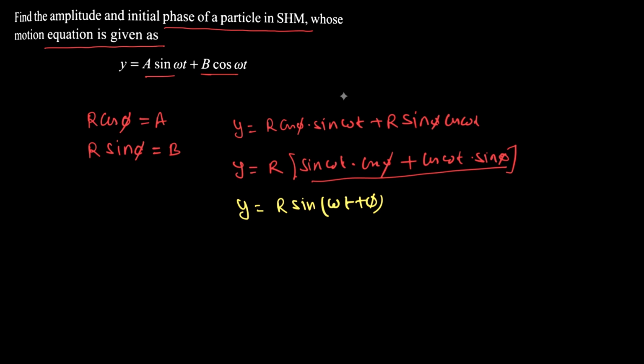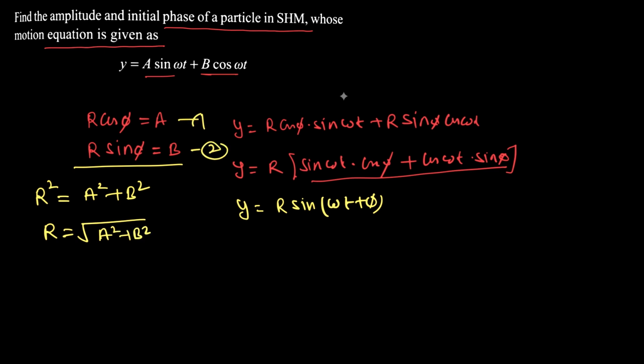And how to calculate that r? Just square and add. If you square and add, you'll get r square is equal to a square plus b square. It means r is equal to under root a square plus b square. And how to get phi? Equation number 2 divided by equation number 1, I will get phi. So tan phi is equal to b divided by a.